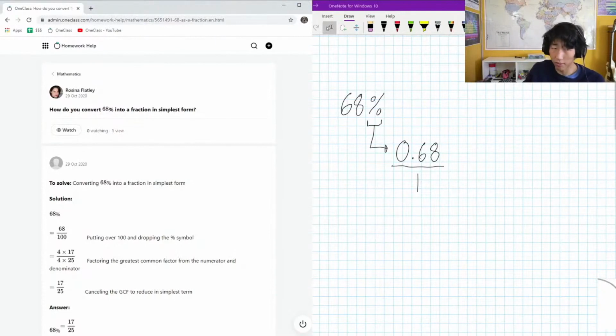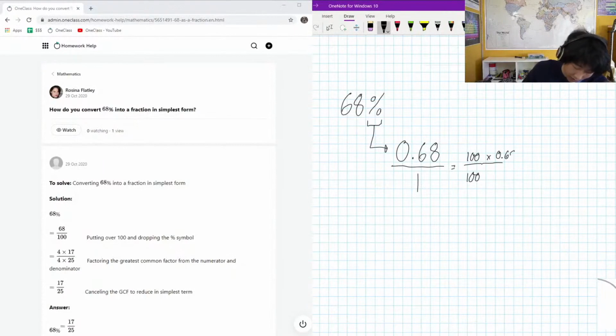If we multiply the top and the bottom of this fraction by 100, it will still be equal. So 100 over 100, multiplied by 0.68 over 1, is perfectly equal to 0.68 over 1, and this will just be 68 over 100. Okay, this is pretty good so far. This is certainly a fraction, and we have no more decimals. So this could be good, but this could be a little bit simpler as well.